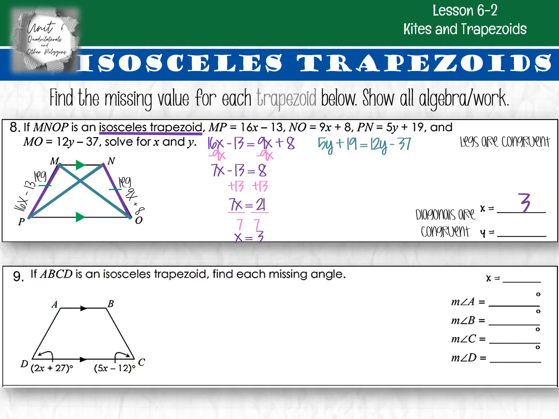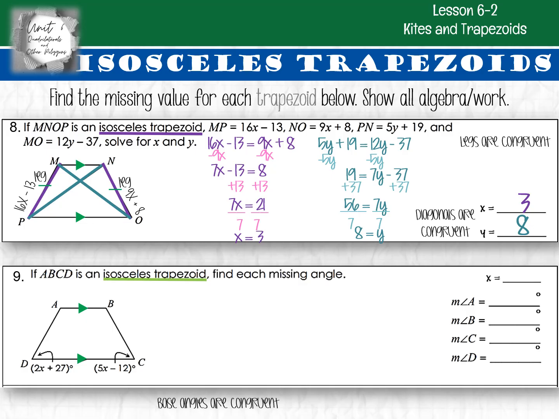Let's get all the y's on one side, subtract 5y on both sides. We have 19 on the left equals 7y minus 37. Add 37 to both sides. We get 56 is 7y. Divide both sides by 7. Y is 8. Let's see, if ABCD is an isosceles trapezoid, find each angle measure.